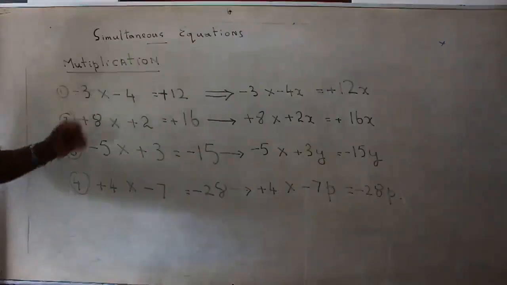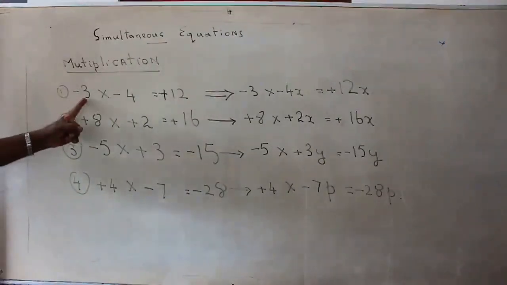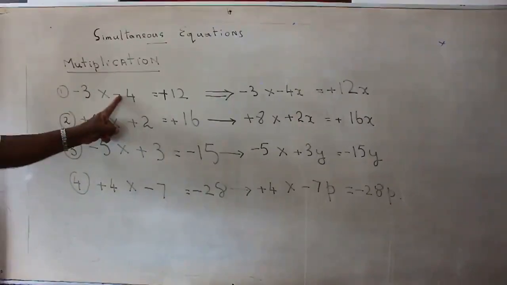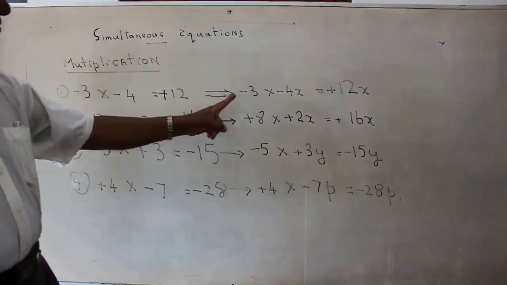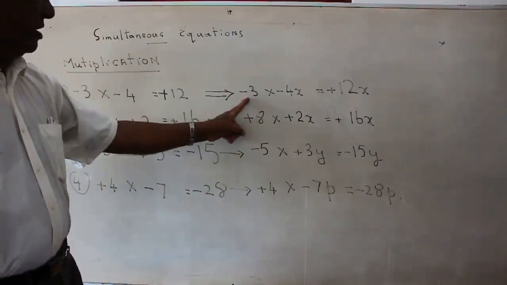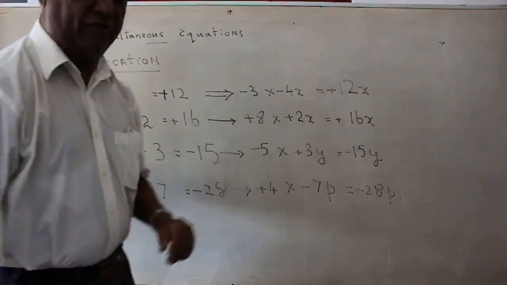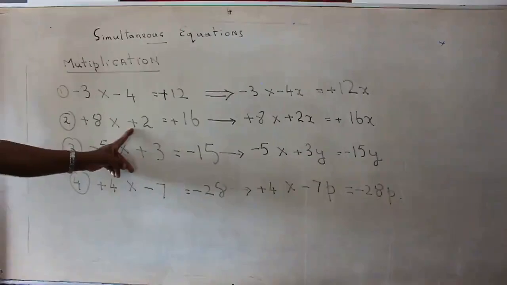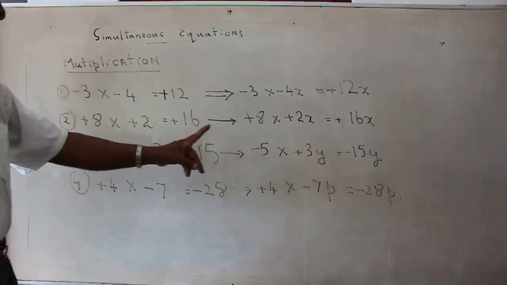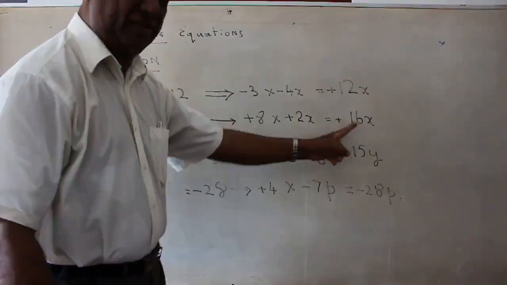Next, we will revise the multiplication rule. Minus 3 into minus 4 is plus 12. Similarly, if I multiply minus 3 into minus 4x, it will be plus 12x. Plus 8 into plus 2 is plus 16. Plus 8 into plus 2x, it will be plus 16x.